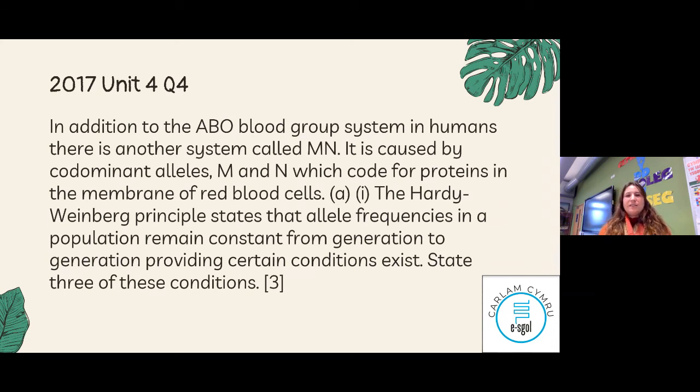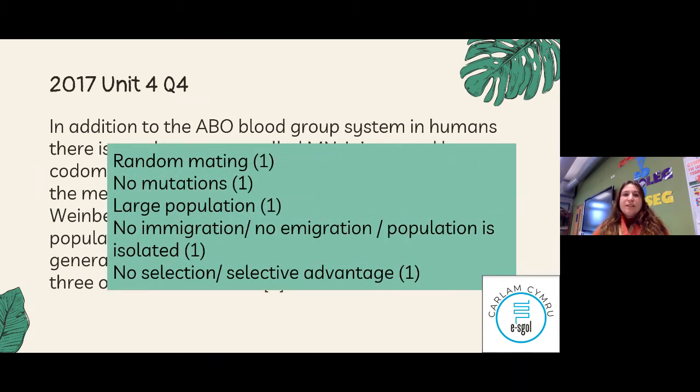Okay, I'm going to show the answer, so just pause if you don't want to see it yet. So: random mating, no mutations, large population, no immigration, no emigration, population is isolated. Now with these, you can only say one of them. If you've said this, you can't also get a mark for that or that. And there's no selection or advantage.